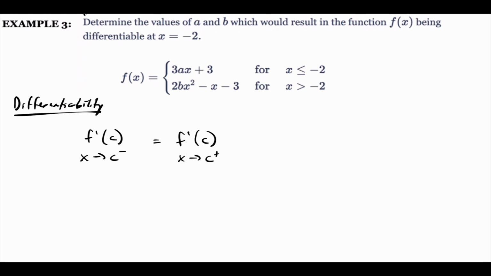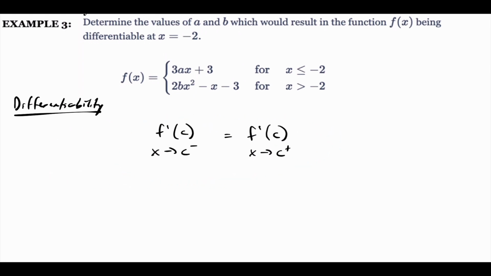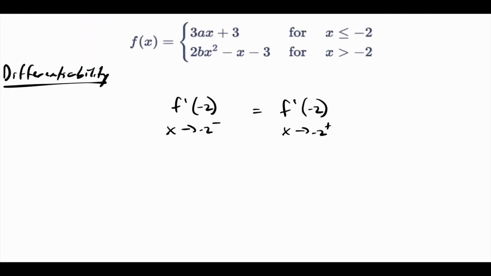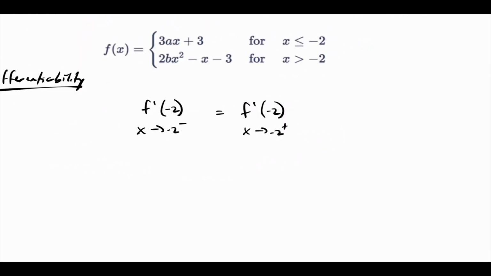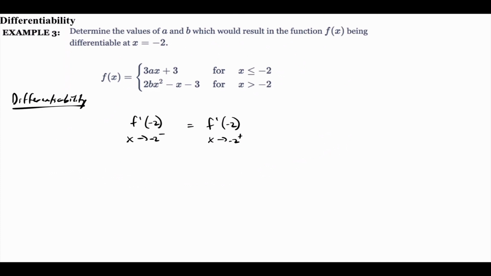What is c going to be for this one? Negative 2. We already know it's differentiable, so we already know both of these are going to be equal. So before I plug in negative 2, what do I have to do first? Find the derivative. I haven't found the derivative yet. f prime of x. A and B are numbers, A and B are values. I just don't know what the values are.